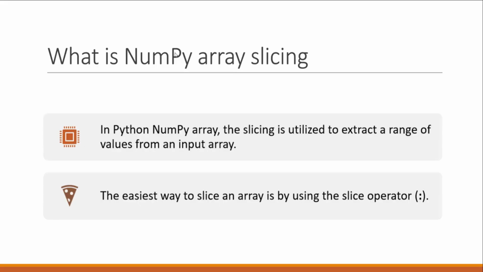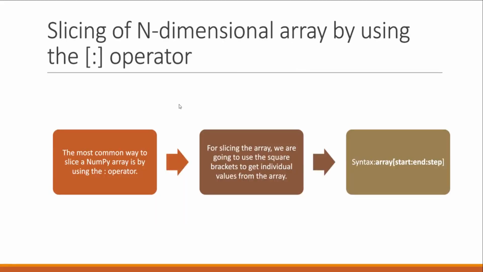This is the easiest way to slice an array, by using the slice operator. For example, suppose you have an array of 10 elements and you want to extract some elements from it. In this case we can perform slicing and get the required set of values from the array, and it will display the sub-array. So now we will learn how we can do slicing in an n-dimensional array. N-dimensional array means the array can be 1D, 2D, or you can say a 3D array.